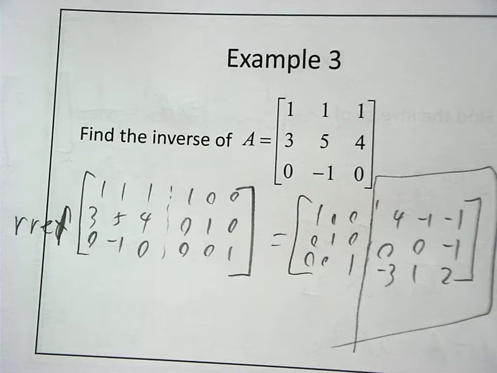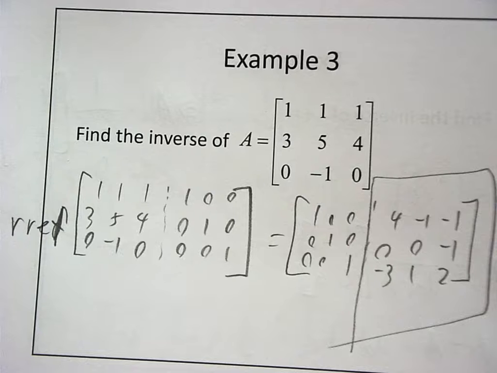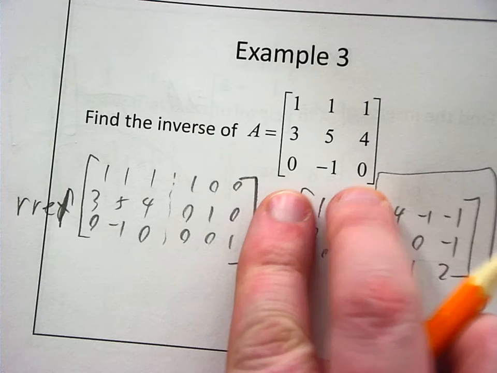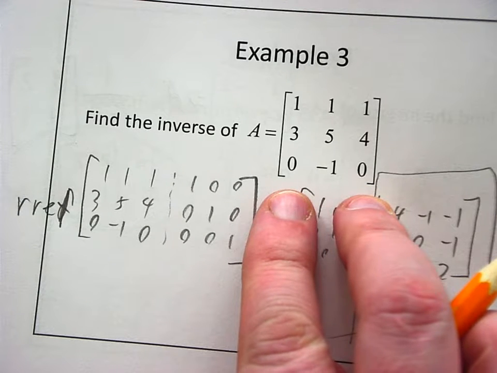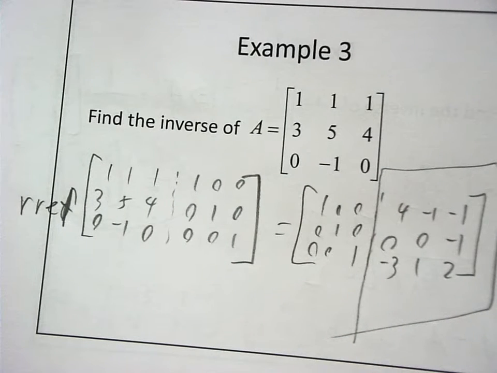Does anybody know a different way? Type in the original one and inverse it on the calculator? Yeah, type in this one. There is actually an inverse button on your calculator as well. But if you had to do a 3 by 3 by hand, you'd pretty much be stuck doing this. But we don't have to.